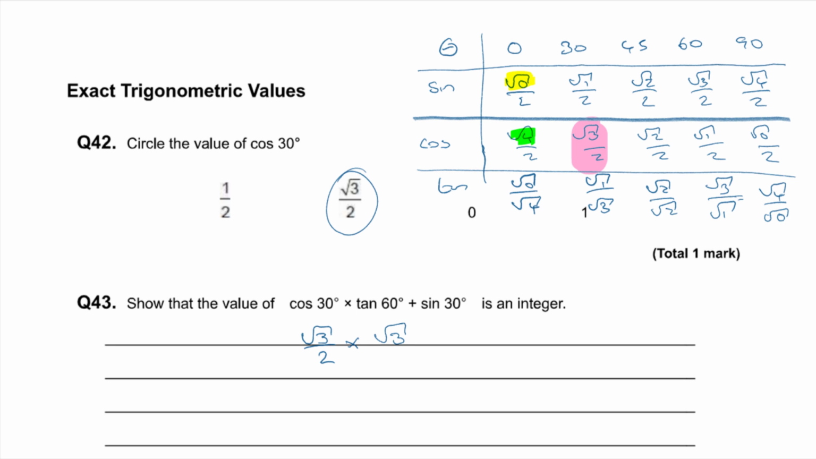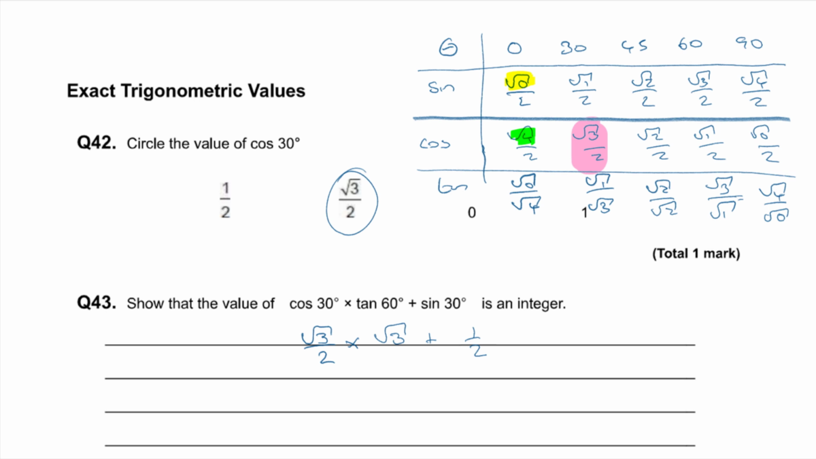So that is root 3. And then plus the sine of 30. So in my table, I've written root 1 over 2. Well, root 1 is just 1. So that's the same thing as 1 over 2. It's just a half. Okay, so that gives me a half. So this is what I mean about simplifying these values as you pull them out and use them. Okay, so I've got root 3 over 2 times root 3 plus half.